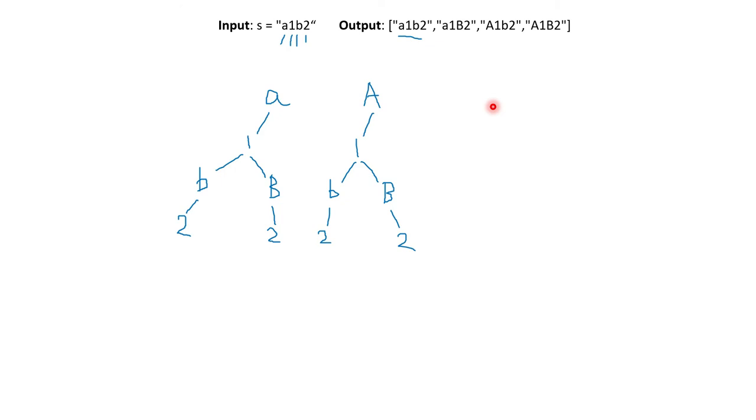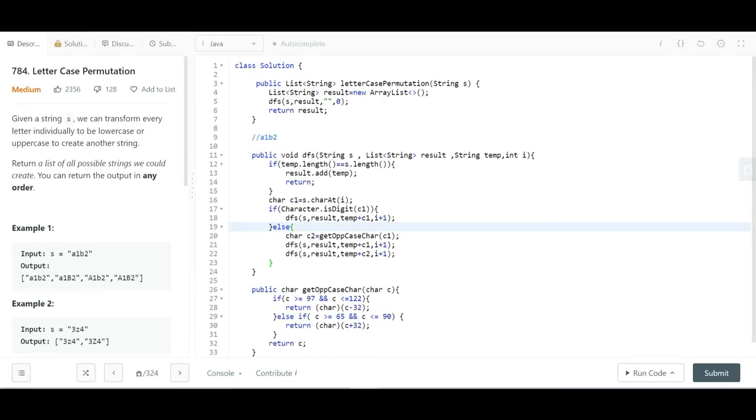Now we will see the coding part here. So this is the method given in LeetCode, letter case permutation, string S. We have to return a list of string. So that's why I have created a list of string first as a result where I can send the result. Then I created one helper method DFS, which will actually recursively call this thing, right?